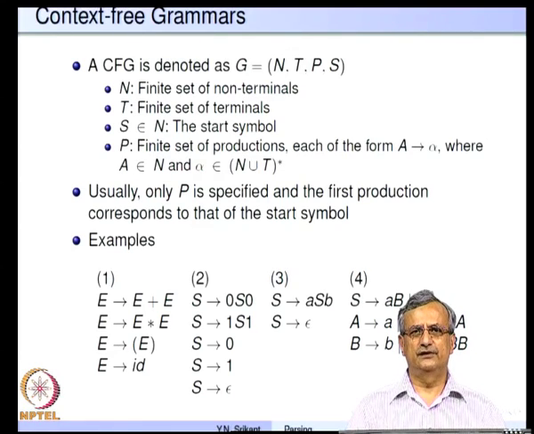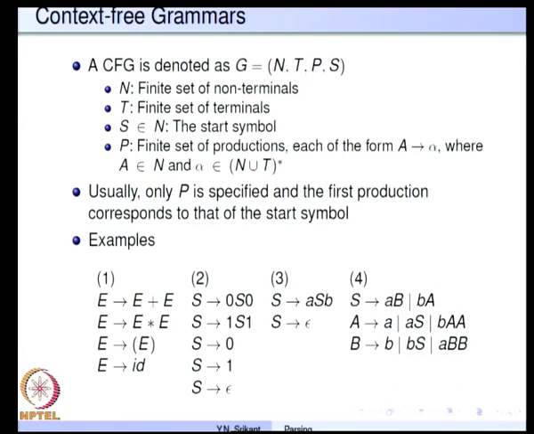S is a non terminal which is special, it is a start symbol, and P is a finite set of productions, and for context free grammars all the productions are of the form A arrow alpha, A going to alpha, that is how it is read, where A is a non terminal and alpha is a string made up of both non terminals and terminals. So, (N union T) star. Usually whenever there is no requirement, we do not mention all the components N, T, P, S separately, but we just provide P. Assume that the first production shows the start symbol on its left hand side.